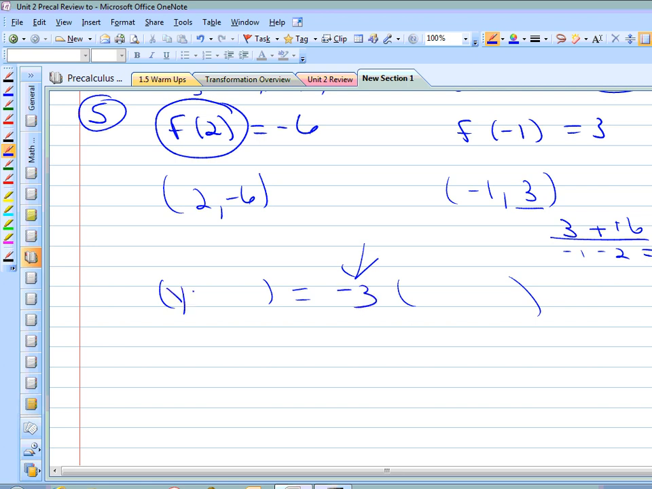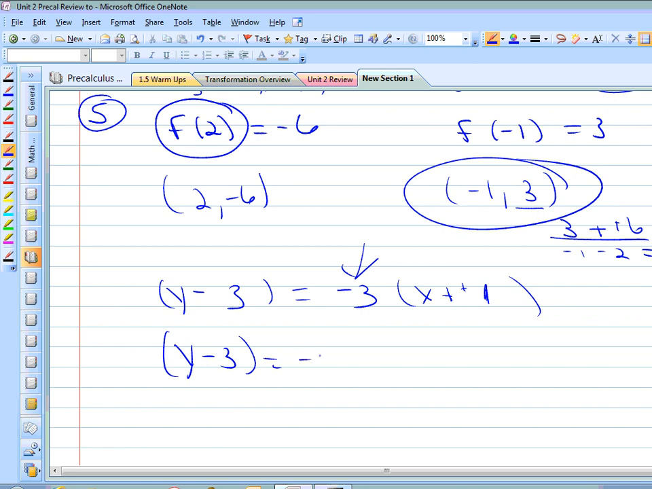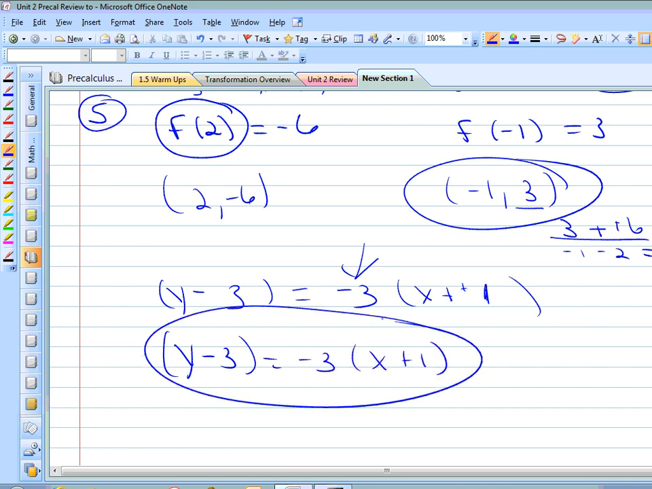And then I know this is y minus something and x minus something. And I can pick any point. It doesn't matter which point I pick. I'm going to go in and pick this point, but it doesn't matter. So if I have y minus the y value, which is 3, and I have x minus a negative 1, so that's a positive 1, then that's my equation. So I have y minus 3 equals negative 3 times x plus 1. That's my linear equation. If you want to distribute and solve for y, you can.